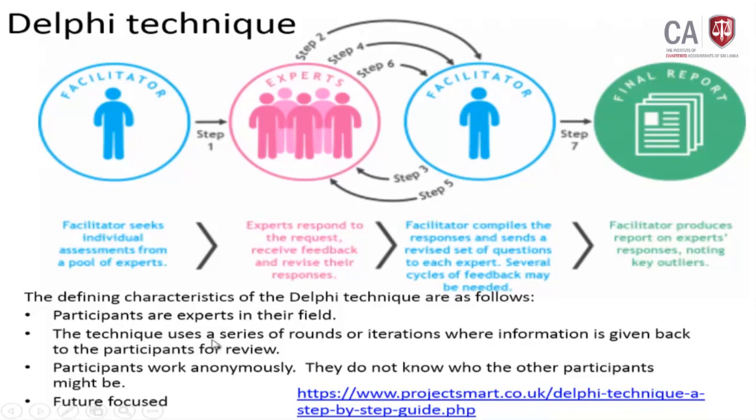The technique uses a series of rounds or iterations where information is given back to the participants for review. So there can be so many rounds, though that is actually time consuming. Participants work anonymously, so they don't know each other. And also future work. In this link you can find a step by step approach for the Delphi technique, so you can refer to that in your free time.